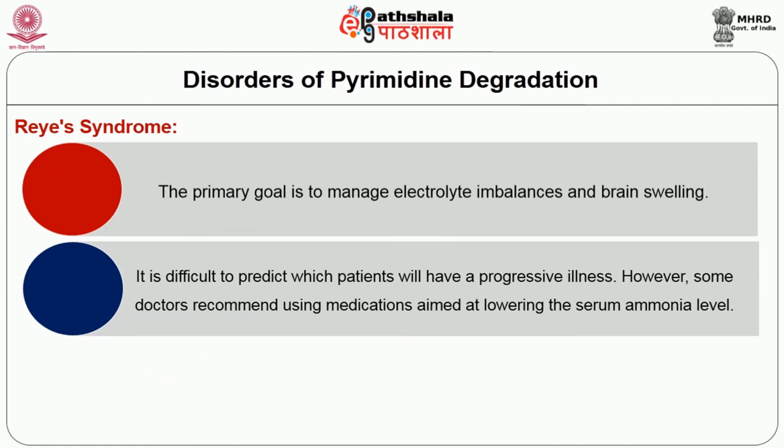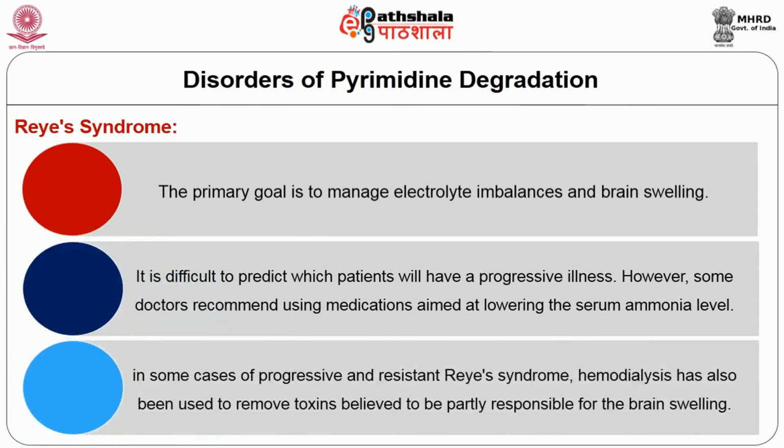However, some doctors recommend using medications aimed at lowering the serum ammonia level because ammonia is known to be one cause of increased brain swelling. In addition, in some cases of progressive and resistant Reye's syndrome, hemodialysis has also been used to remove toxins that are believed to be partly responsible for the brain swelling. However, the only aim is to keep the patient as comfortable as possible.